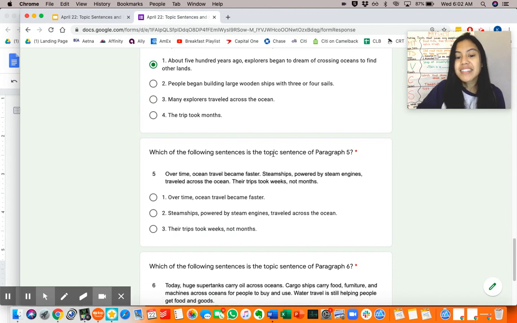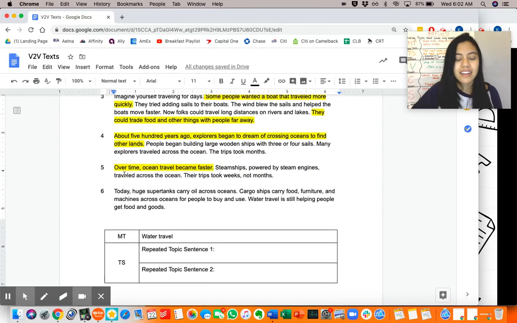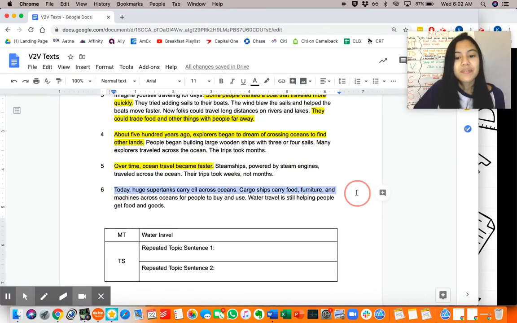Which of the following sentences is the topic sentence of paragraph 5? Once again, the first sentence. Over time, ocean travel became faster. Great. Let's finish reading. Today, huge supertanks carry oil across oceans. Cargo ships carry food, furniture, and machines across oceans for people to buy and use. Water travel is still helping people get food and goods.